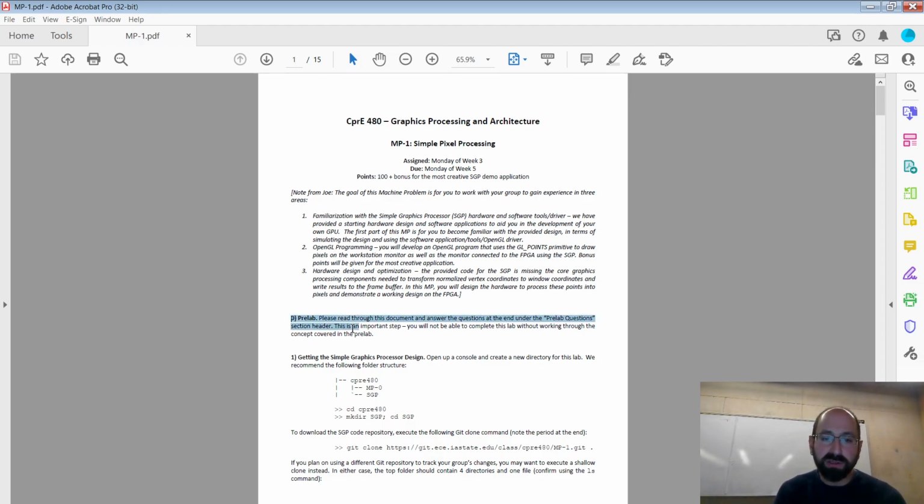Here's the description for it. It's one of the first things there. Read through the document. You can skim, I think, probably on your first pass through, and then answer the questions at the end under the pre-lab questions section header. I think it's a pretty important step, and it's not meant to be busy work. It's not meant to just give you something else to do before you get started in the lab.